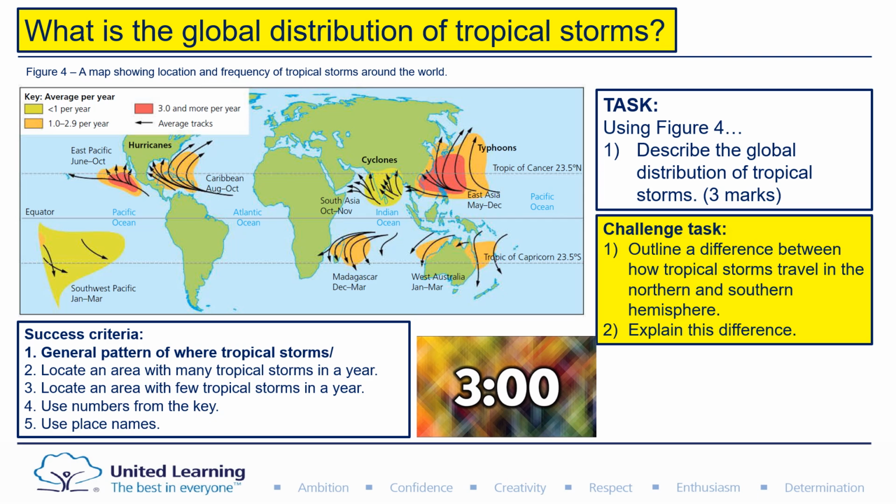There's a stretcher task there for you as well, so if you could pause the video here and have a go at describing the global distribution, so what is the global spread of tropical storms forming, using that success criteria.